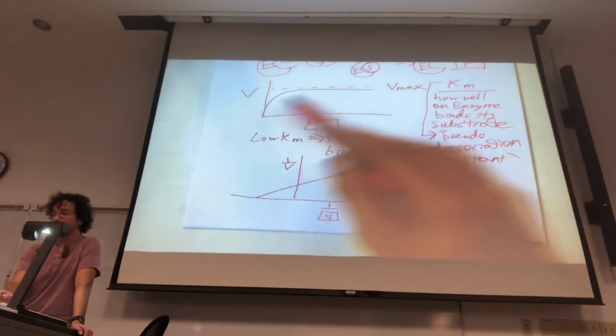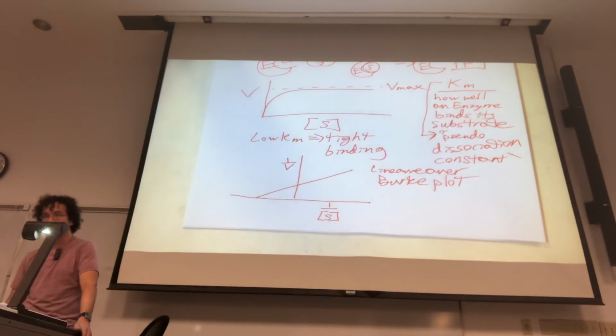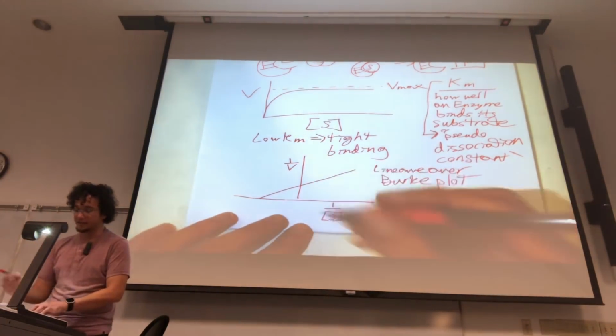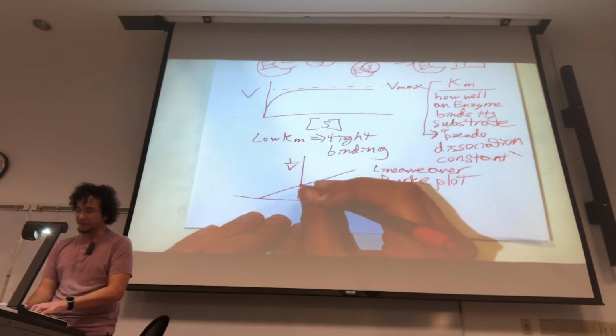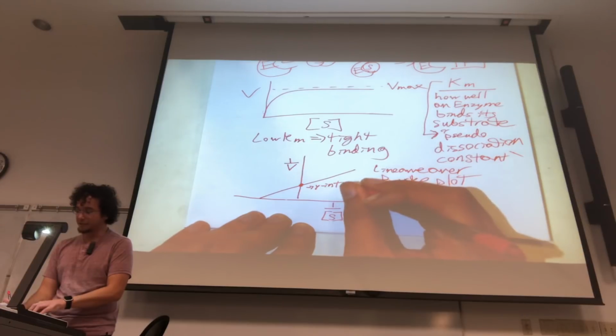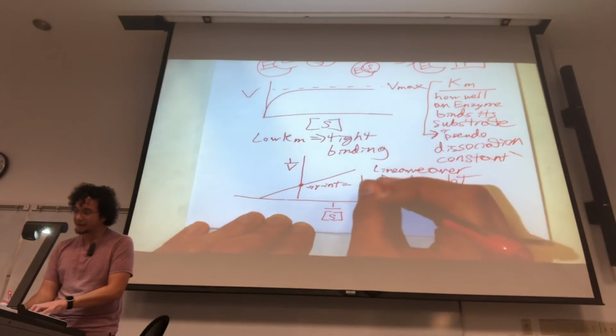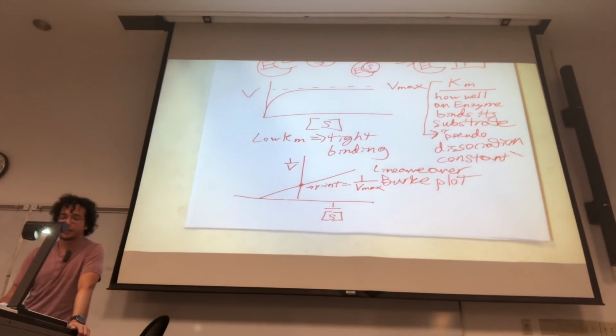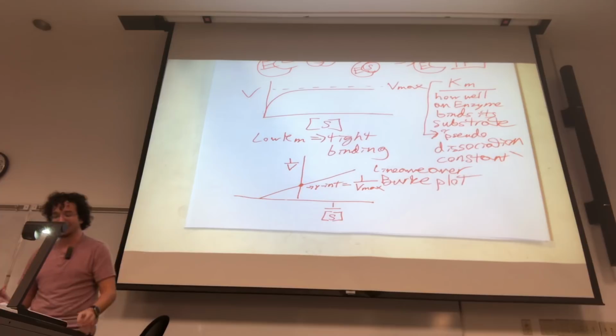Mathematically, that turns this hyperbolic shape into a nice line shape, which allows us to calculate things a lot more easily. So this spot right here, your y-intercept, you should memorize and or internalize that the y-intercept is equal to 1 over Vmax. Whatever number you see there, you can plug in as your y-intercept and solve for Vmax very easily.